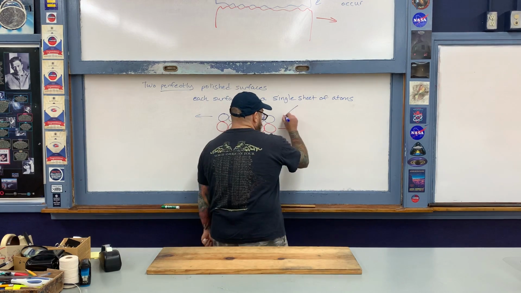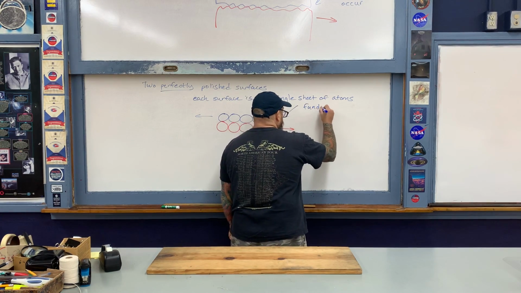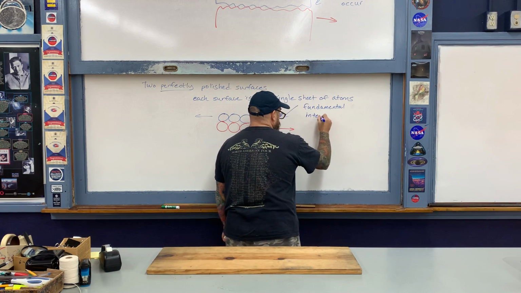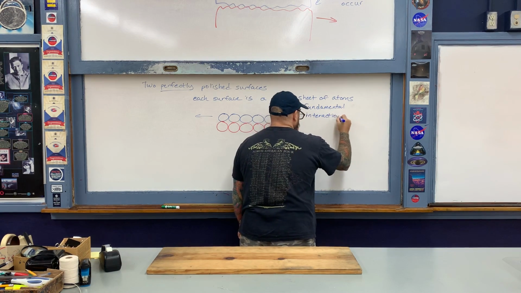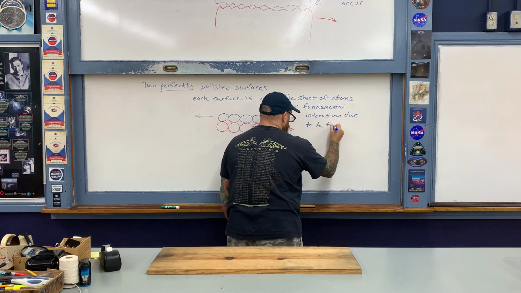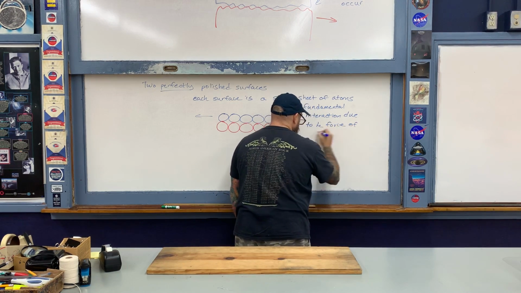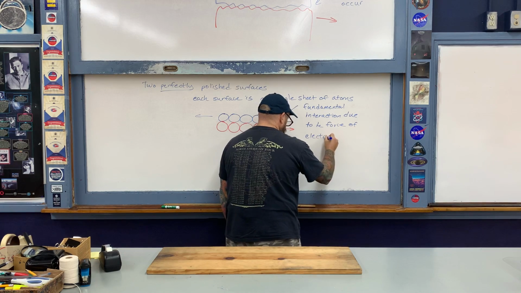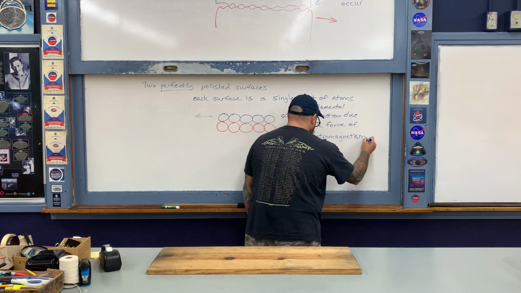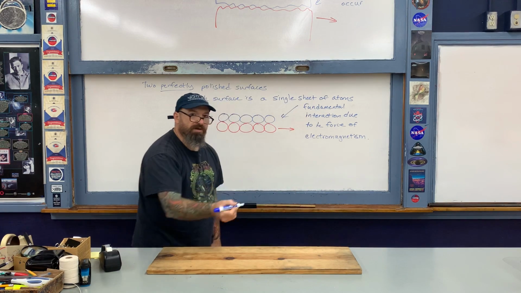So we have, in a fundamental way, a fundamental interaction due to the force of electromagnetism. Fundamentally, this is where friction comes from.